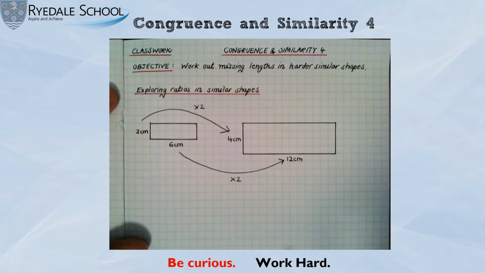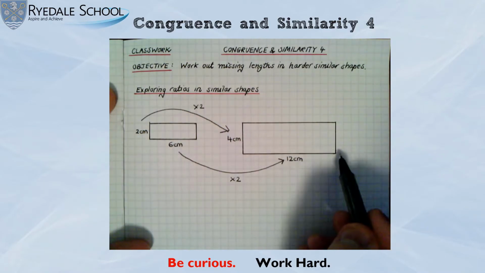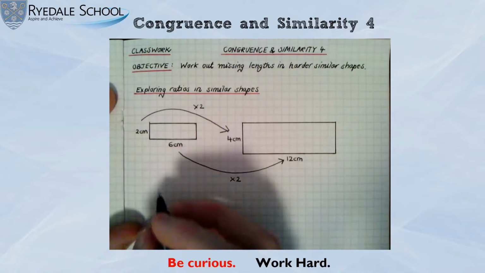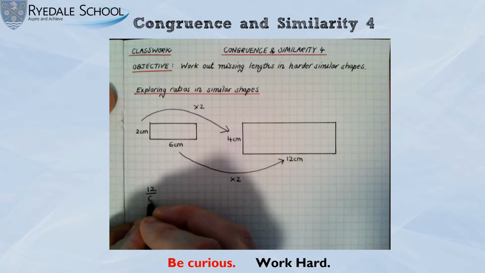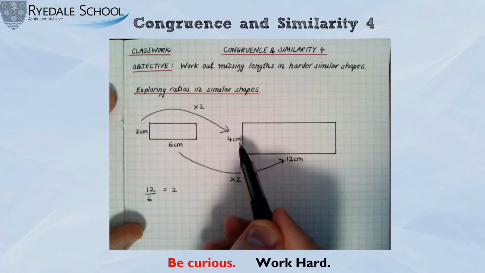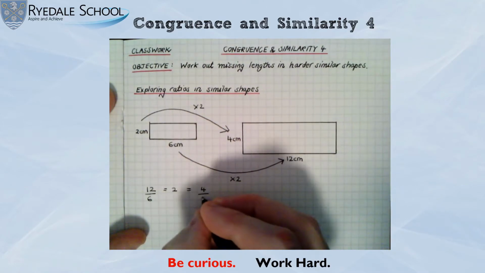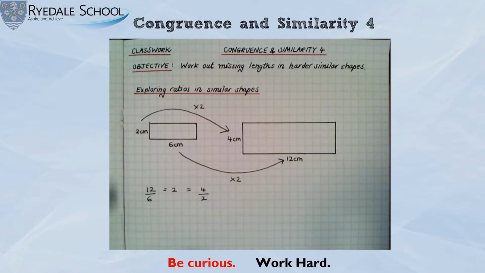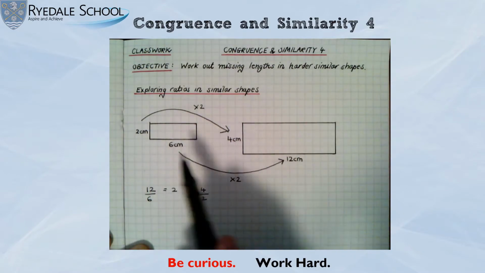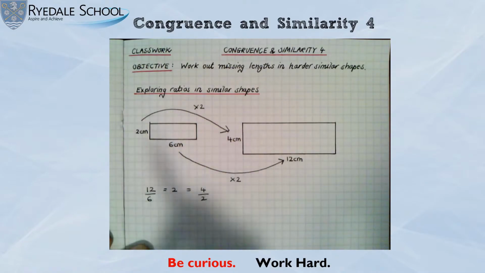Another way of thinking about that is 12 divided by 6, so this corresponding side divided by this corresponding side equals 2. But also this corresponding side divided by this corresponding side also equals 2. So in other words, this side divided by its corresponding side is the same as this side divided by its corresponding side. That is always true for similar shapes.